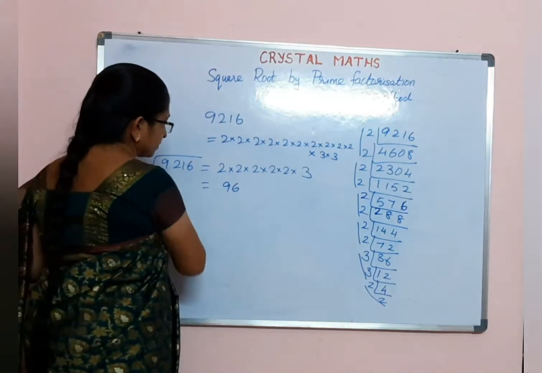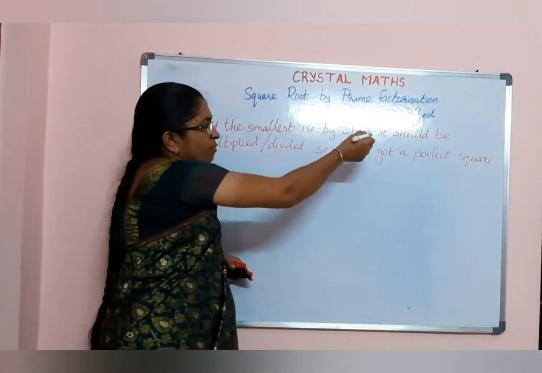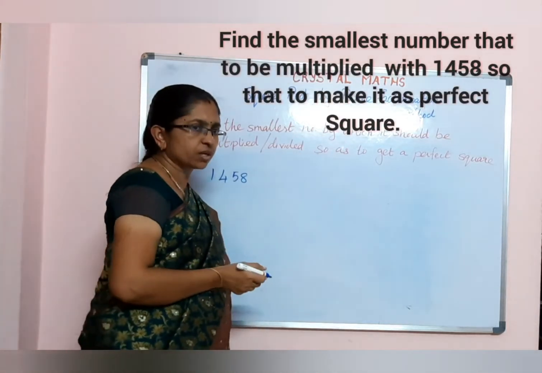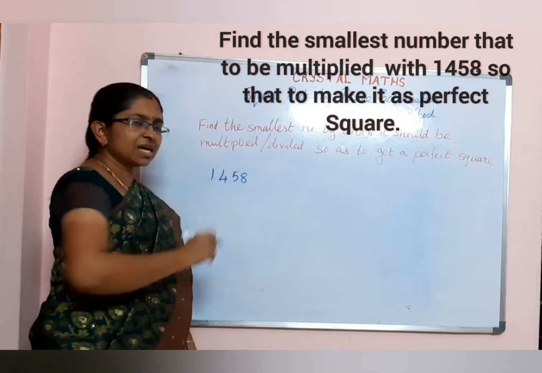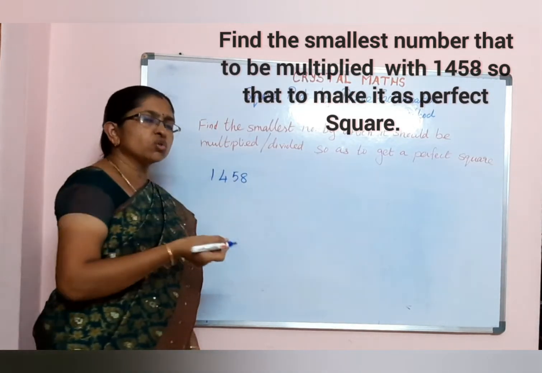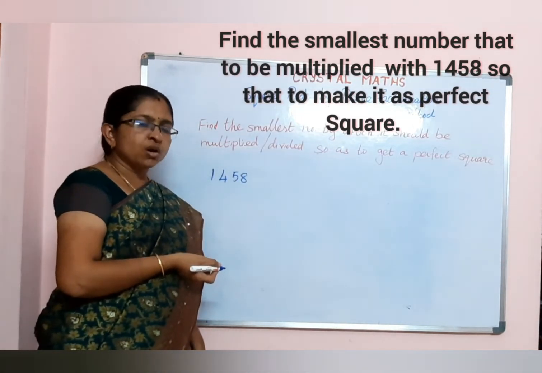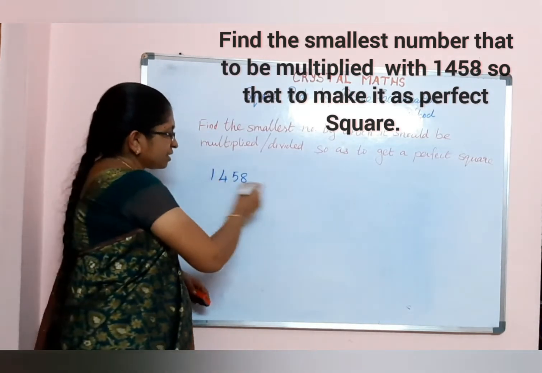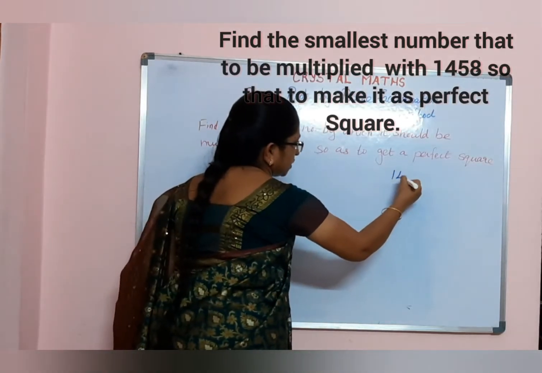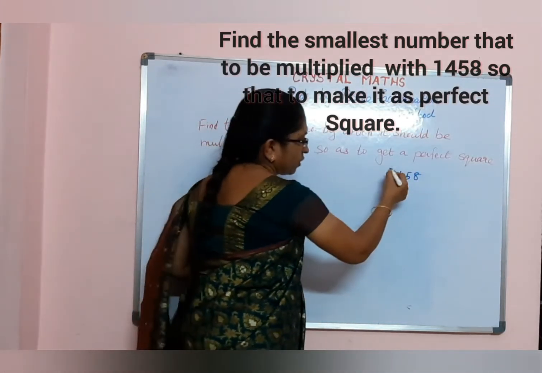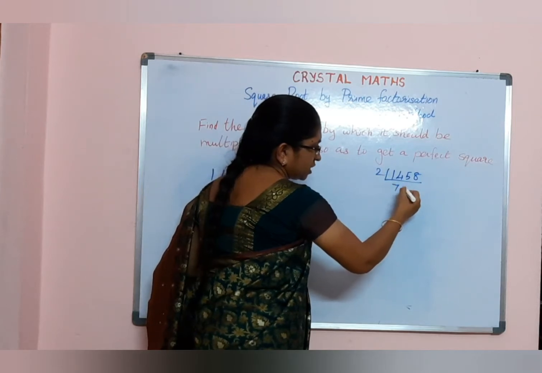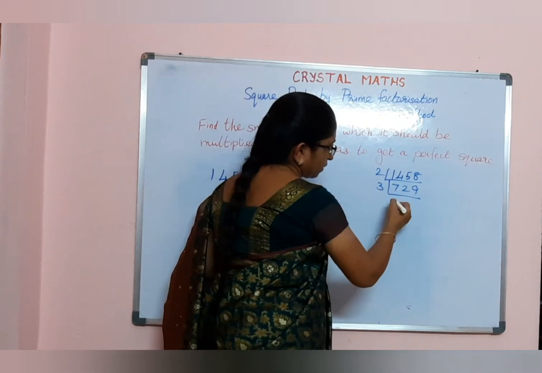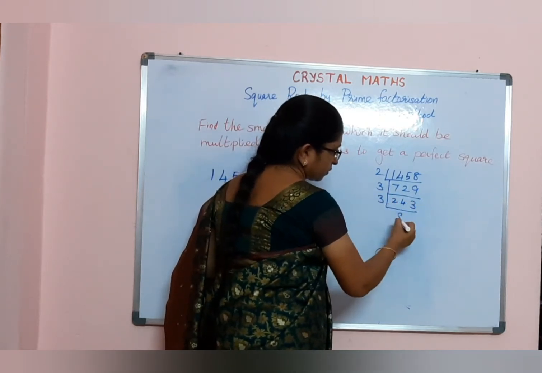Let us see one more sum. Find the smallest number to be multiplied or divided with 1458 to make it a perfect square. For this number also we can use the same procedure. First, we need to prime factorize this number, 1458. We are factorizing in the usual way till we get a prime number at the end.